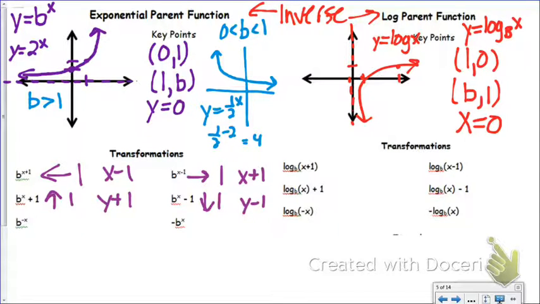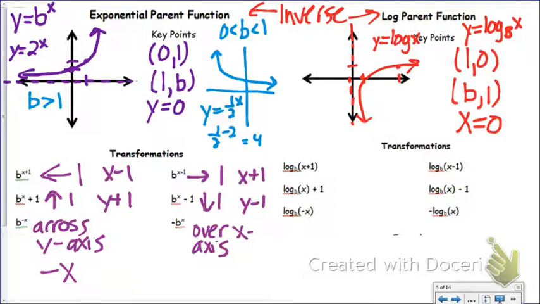And then the reflections sometimes get a little bit confused. B to the negative x, it's a horizontal reflection. So it's going to shift it from here to there. So what that means is that it's going to be a reflection across the y-axis. But what that's actually going to do to your coordinates is it's going to make a negative x-coordinate. And then the other one, that's a vertical reflection, so it's going to reflect over the x-axis. But what it's actually going to do in terms of your graph, or the points that you have, you're going to have a negative y-coordinate.